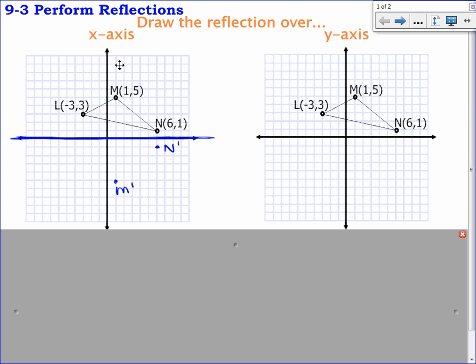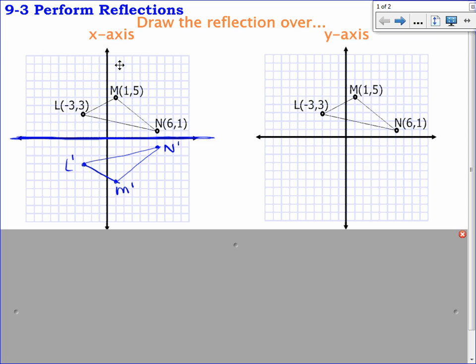And then if we reflect L, it will look like that. So now we have a mirror image. So if we would fold this graph right along the x-axis, the two triangles would land right on top of each other, which is what we want. Okay, it would match exactly.